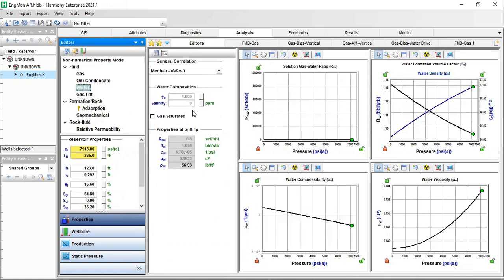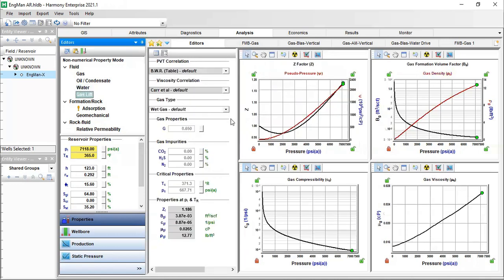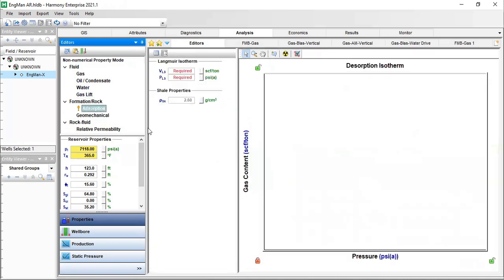And water, usually the rule of thumb, the basic number or the simple number, specific gravity of water, 1. Salinity, if you have, you can input maybe 10,000, 100,000, right? You can input as per your salinity. Okay, we don't have gas lift in this operation. Actually, this is a gas well. Okay, and then for the formation, there is no adsorption will be considered in the calculation.